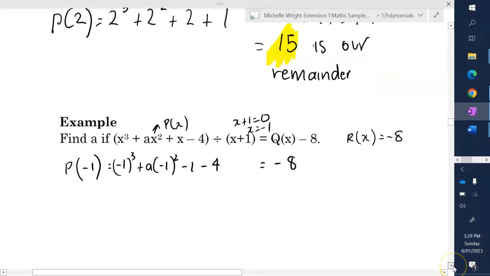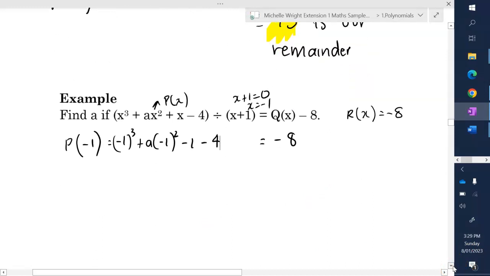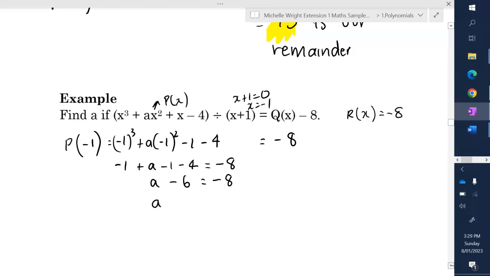Let's fix that up a little bit more. Minus 1 cubed. If you're not familiar with this, pop in your calculator, but minus 1 times minus 1 is 1, times another minus 1 is minus 1. Minus 1 squared is 1, so it's going to be 1 times a, which is a. We've got a minus 1, minus 4 is equal to minus 8. Okay, minus 1, minus another one is minus 2, minus another 4 is minus 6. So a minus 6 is equal to minus 8. So a, if we add 6 to both sides, is going to be minus 8 plus 6, and I've added plus 6 over here. So a is going to be equal to minus 2.